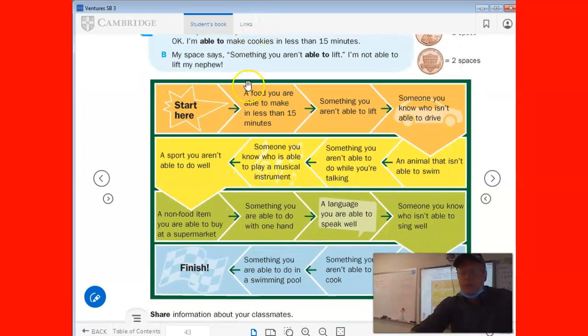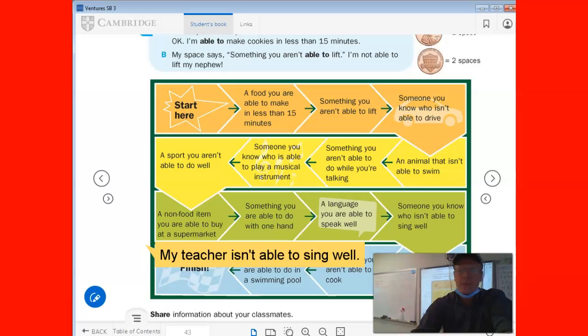So for the first one, they already gave an example. Let's jump to the third one. It says someone you know who isn't able to drive. And the idea is we want to use the negative or the positive. Good. Someone you know who isn't able to sing well. My teacher isn't able to sing well. And that is for sure true. I raised my hand on that one.